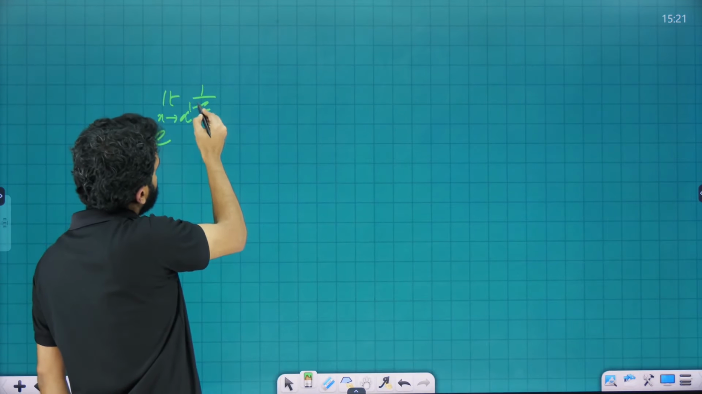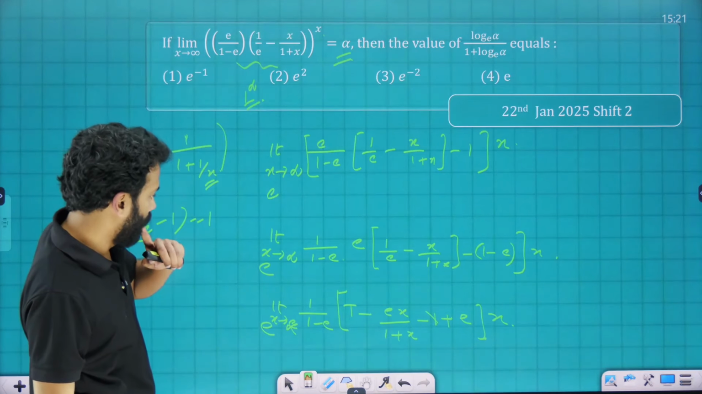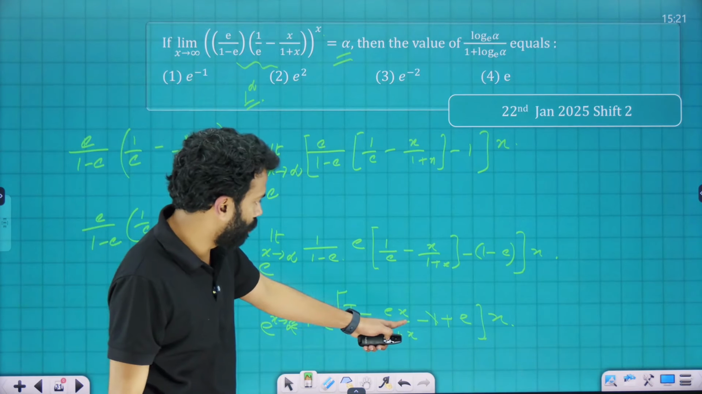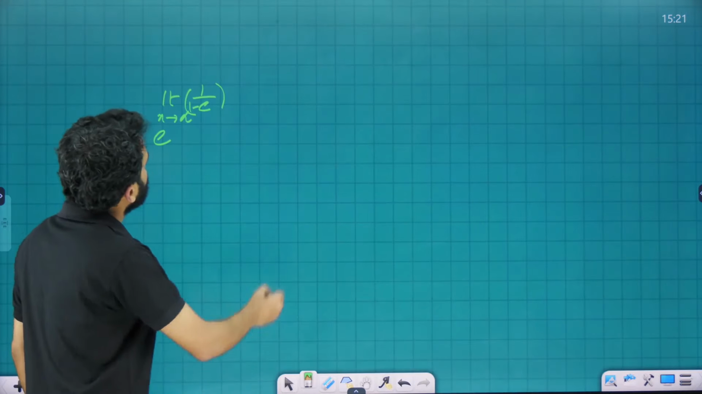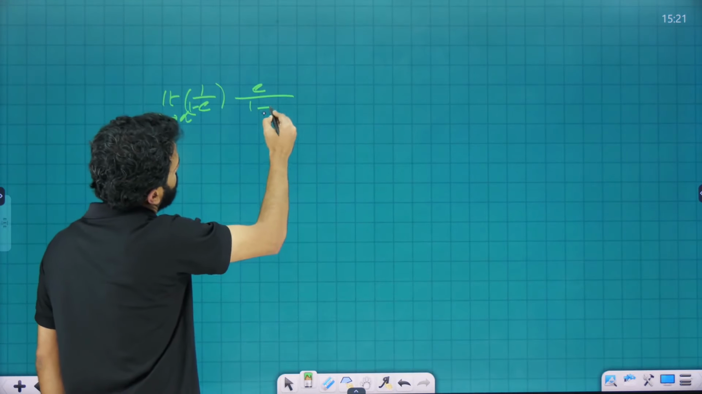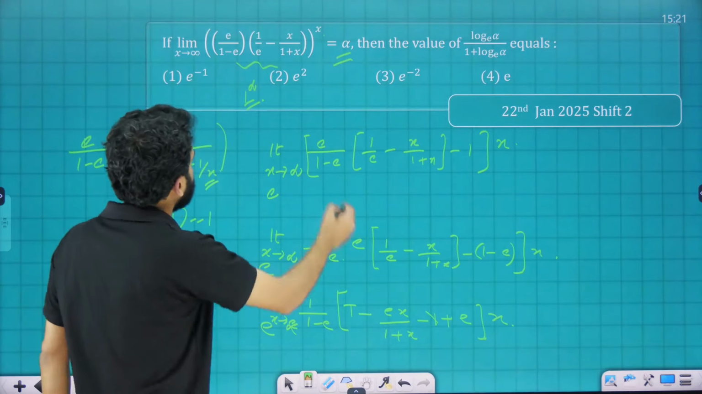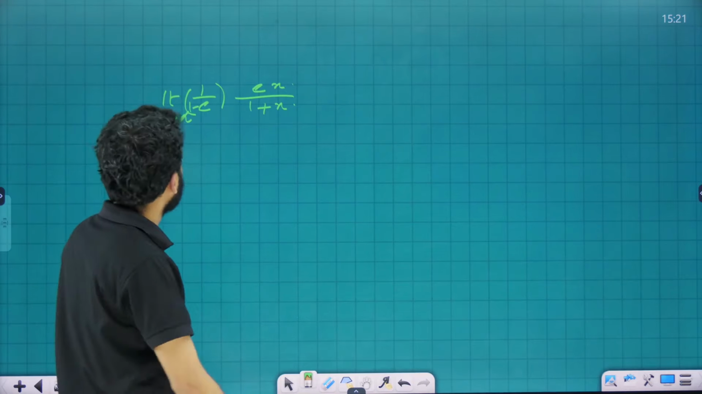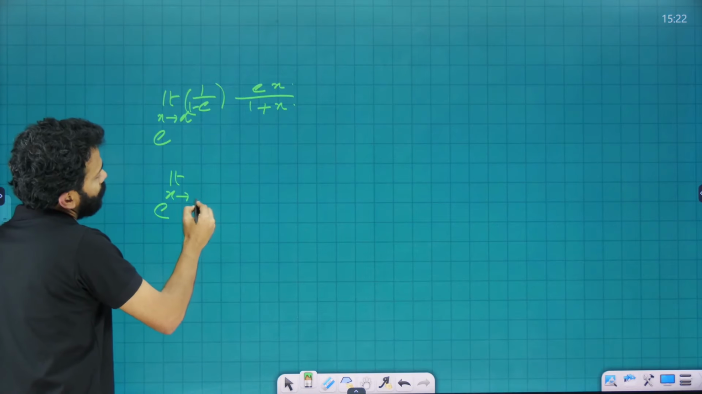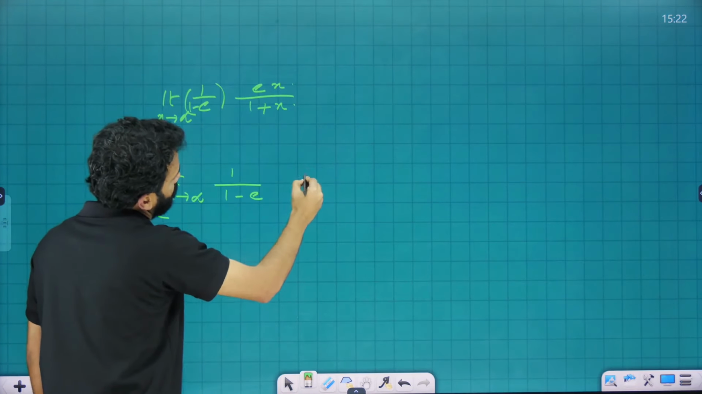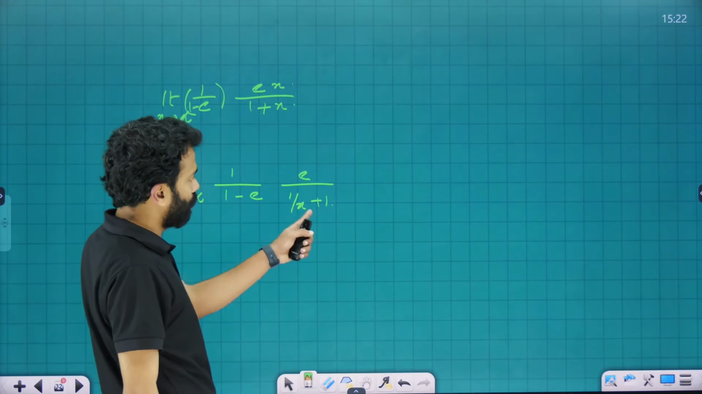So it will be 1/(1−e) · after cancelling out, e/(1+x), into x. Therefore, divide here and here by x and you will get e raised to limit x tends to infinity 1/(1−e) · e/(1/x + 1). Therefore, 1/infinity is 0, and 0 plus 1 is 1.